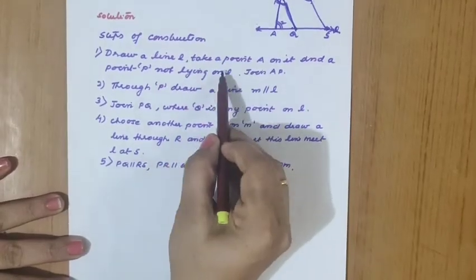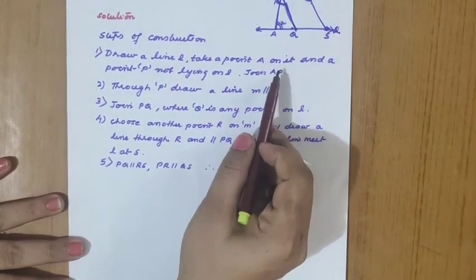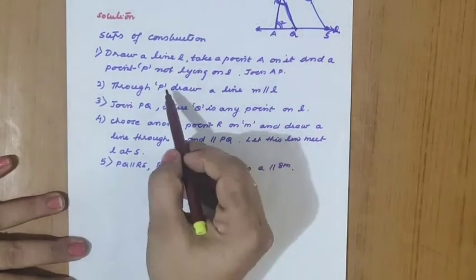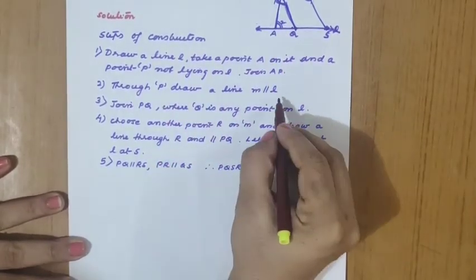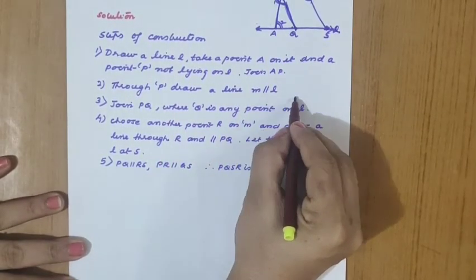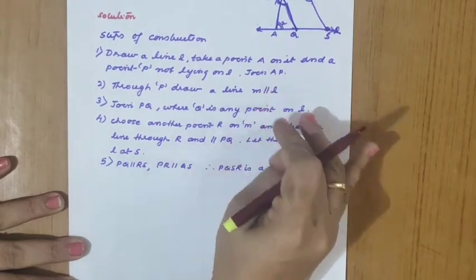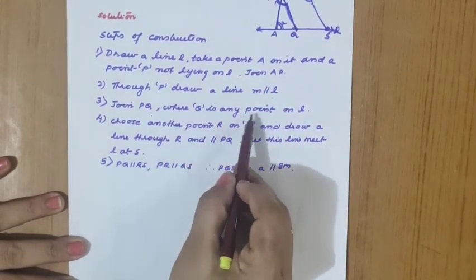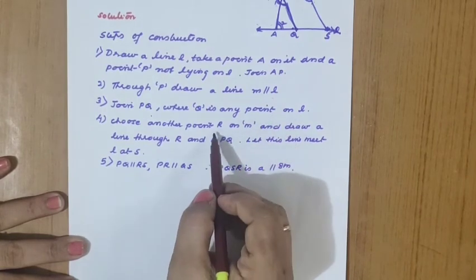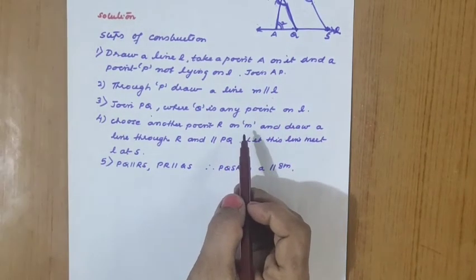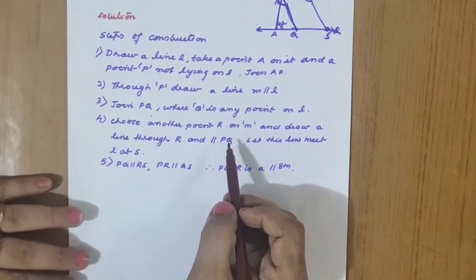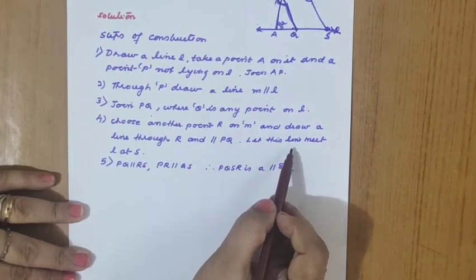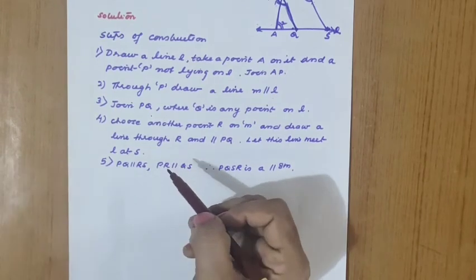So draw a line L, take a point A on it and a point P not lying on L. Now join AP and through P draw a line M parallel to L. Up to here you have already studied. From here onwards it's the change. What is the change? Join PQ, Q is any point on L. Choose any other point R on M. As it is the question, we are repeating the steps of construction. Draw a line through R parallel to PQ. Let this line meet L at S.